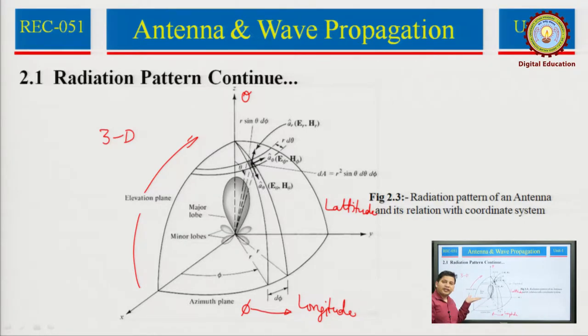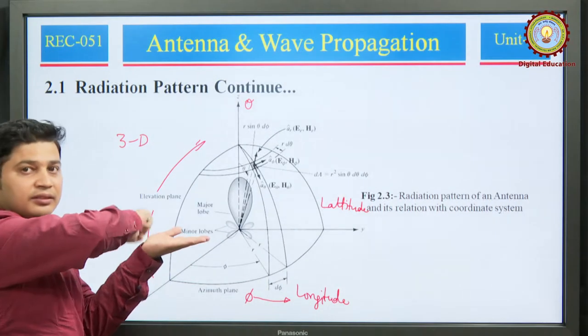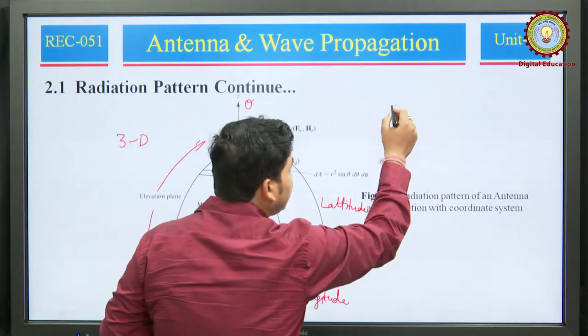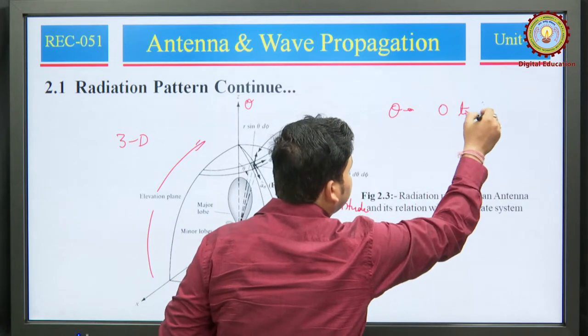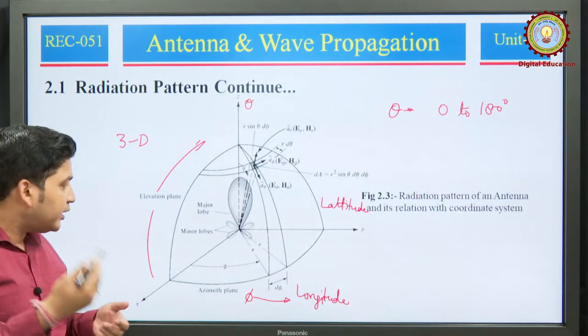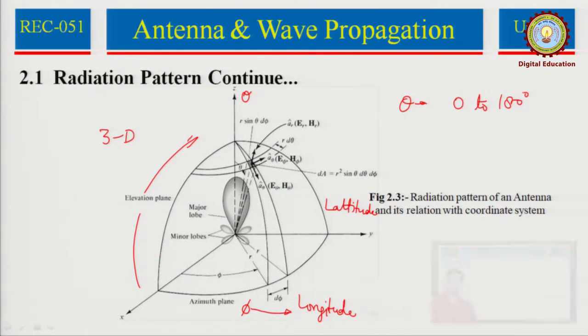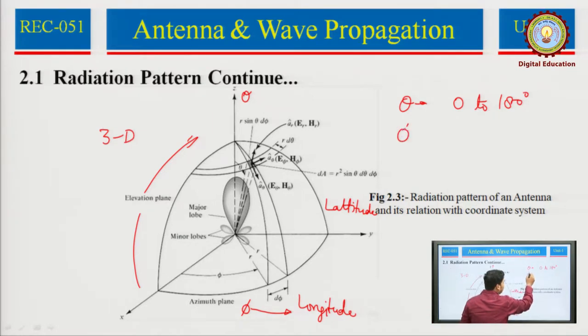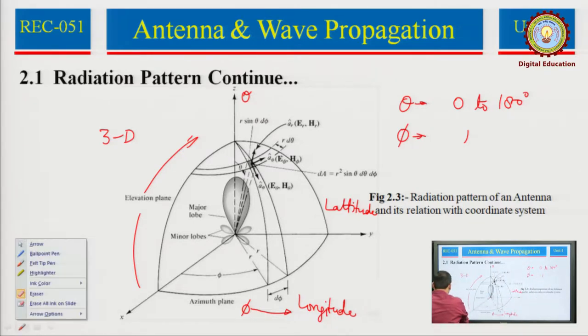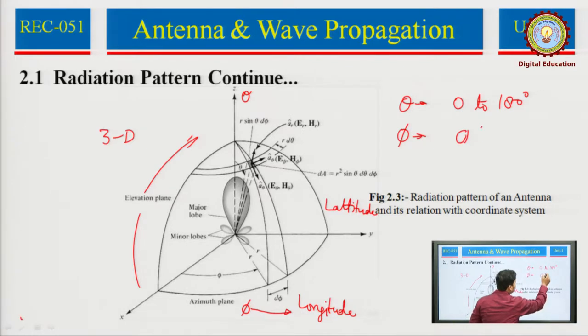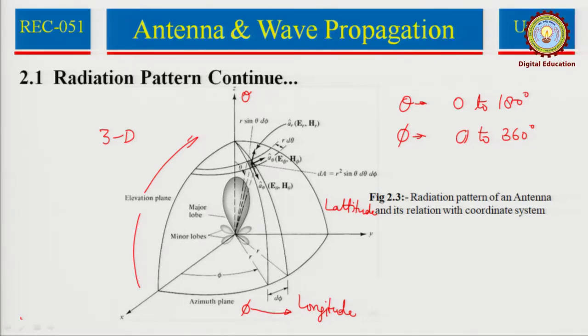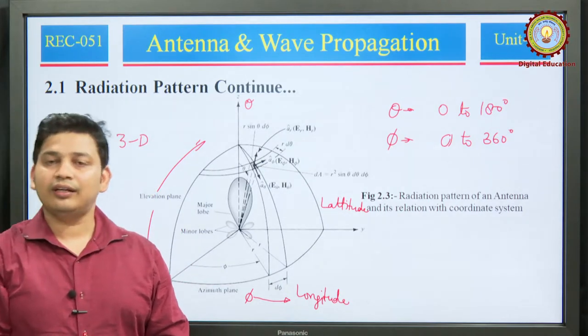Now, how much does the elevation plane vary? We are seeing from the top view, this end. So, the maximum possibility is 0 to pi. So, elevation theta will vary from 0 to 180 degrees maximum. On the other hand, this azimuthal plane is varying from 0 to 2 pi, that is 360 degrees. So, phi will vary from 0 to 360. So, remember this, it is required for obtaining power density, normalized power and other things.